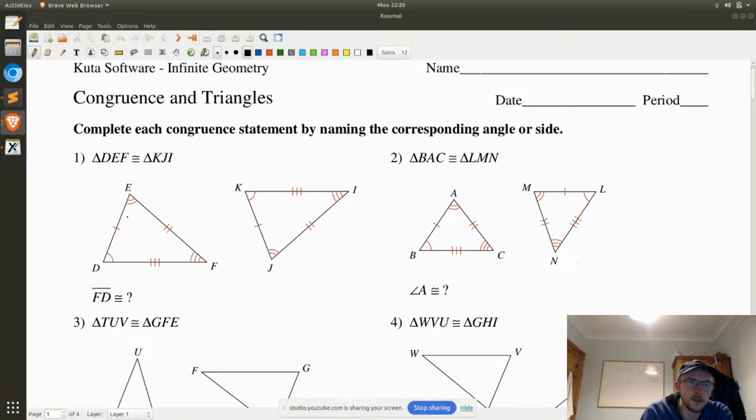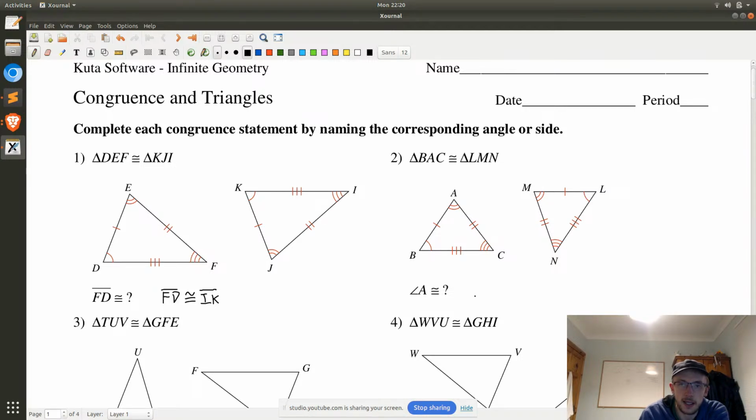Okay, so clearly side FD is congruent to side IK. Notice that I put it in order, not alphabetical order, but paying attention to the angles involved.